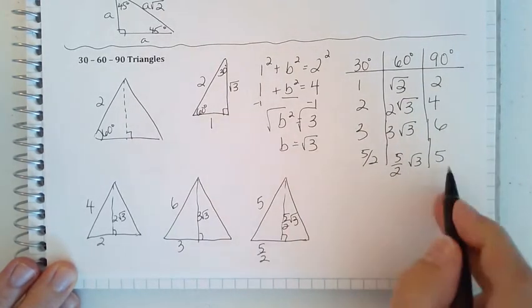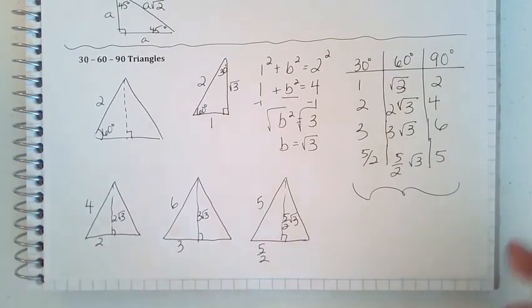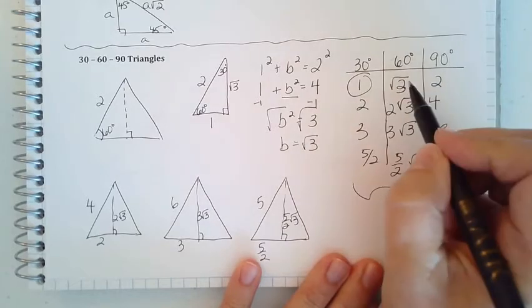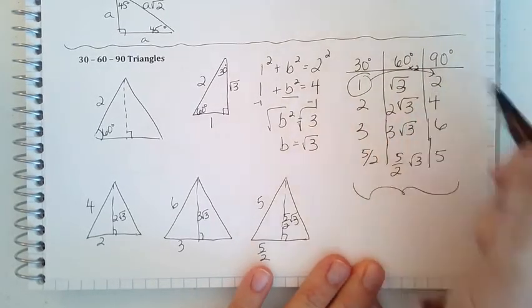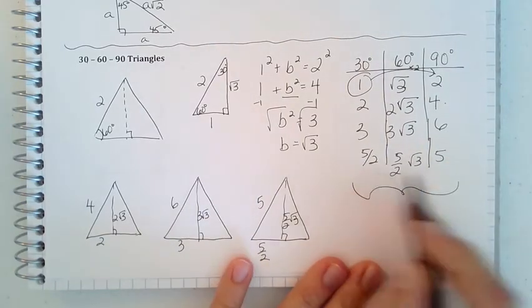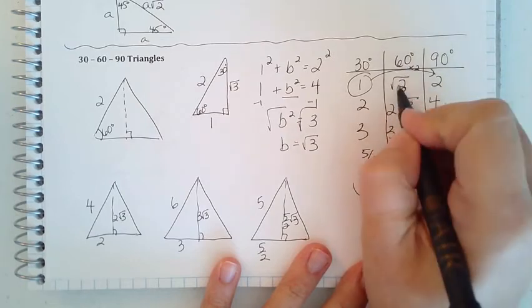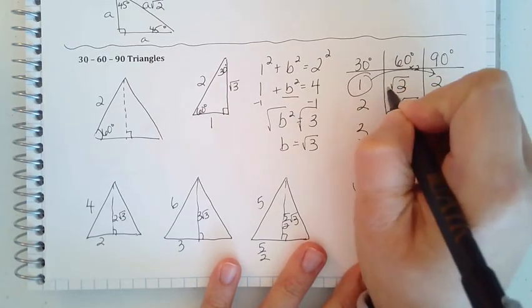Now, the order that I wrote that in might have led to what you notice, but what we notice is the side opposite the 30, to get the side opposite the 90, we multiply by 2. 2 times 2 is 4, 3 times 2 is 6, even 5 over 2 times 2 is 5. And then what we end up having is that the side opposite the 60 is always my short side times root 3.